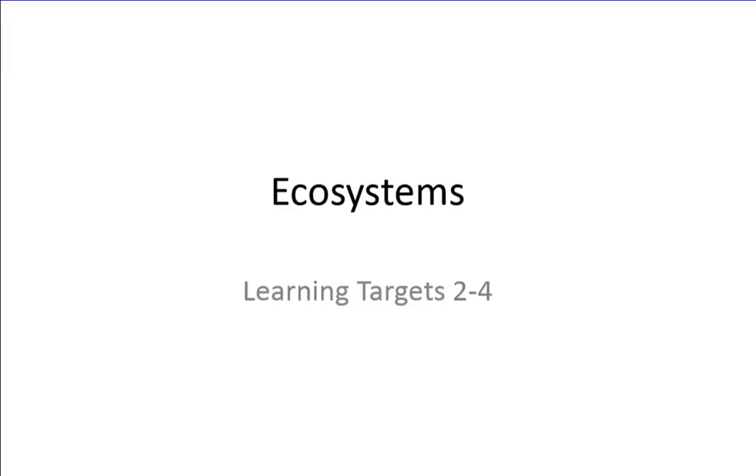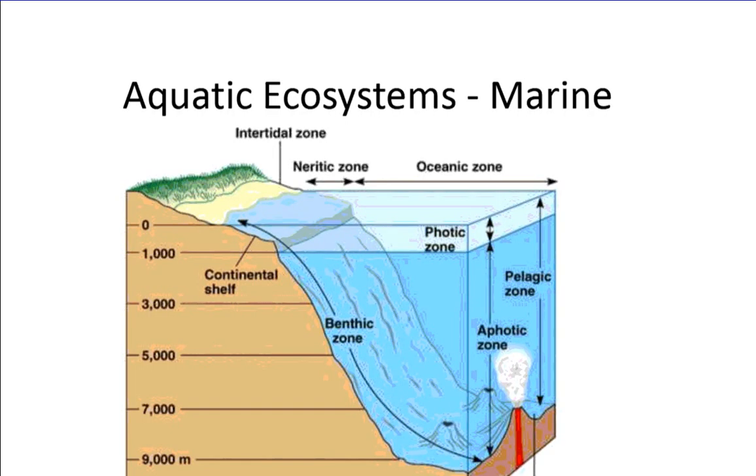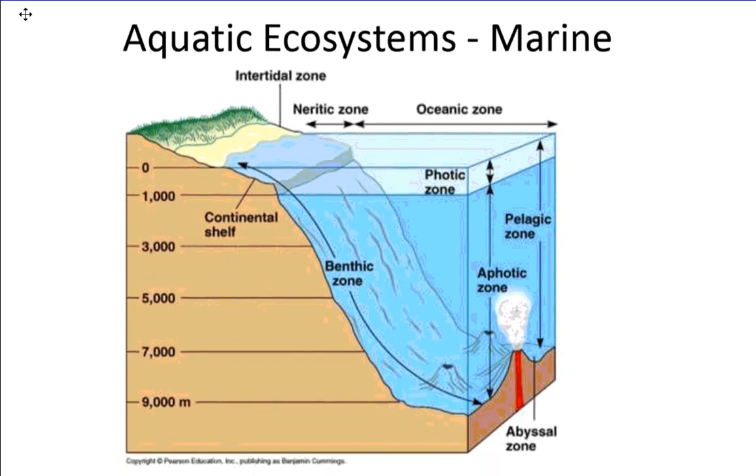This video covers learning targets 2 through 4 in the ecology unit. We're going to be looking at different kinds of ecosystems. The first types of ecosystems we're going to look at are aquatic ecosystems. We're going to start by looking at marine ecosystems, or oceans. These are saltwater ecosystems. A couple of zones are important to consider when looking at marine ecosystems.